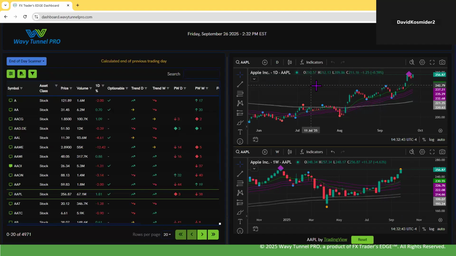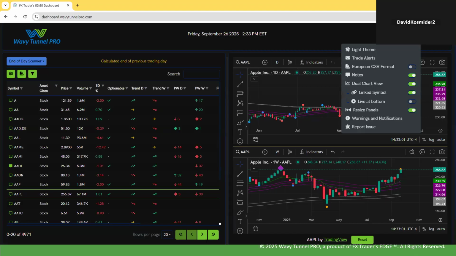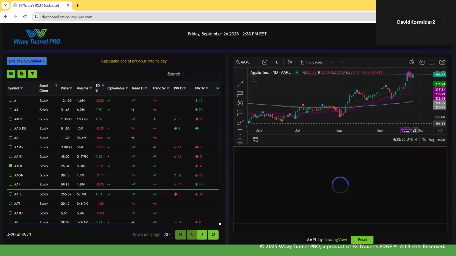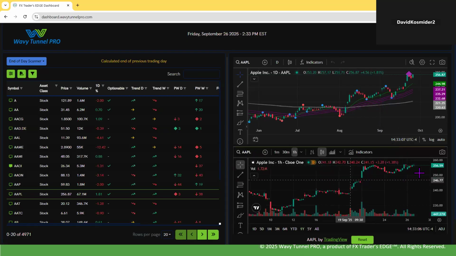Now I also want to explain that this is end of day data. So you're not going to see today's price action. If you're looking at your own chart now, you're going to see at the close of business yesterday. But if we want to see the live data, we can. We can say live at bottom. So now we have live at bottom.